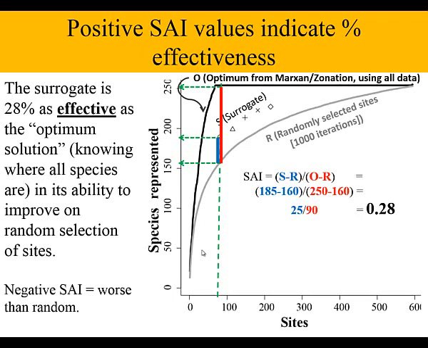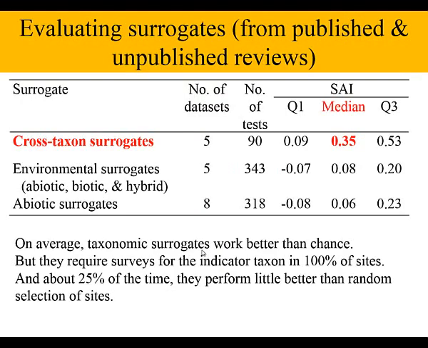If the surrogate did worse than random, you would have a negative number. So if you're anywhere in negative territory, that means you did worse than random. So cool, we have some ways to evaluate, at least in certain landscapes. It gives us confidence that a surrogate strategy may or may not be working.